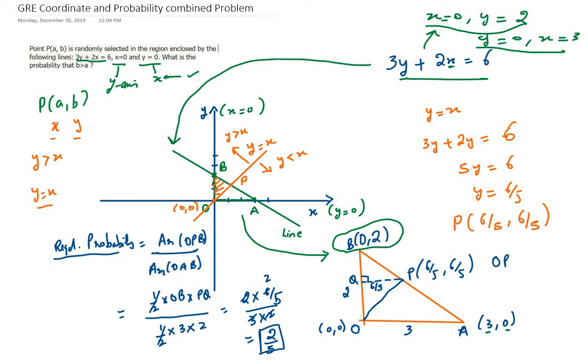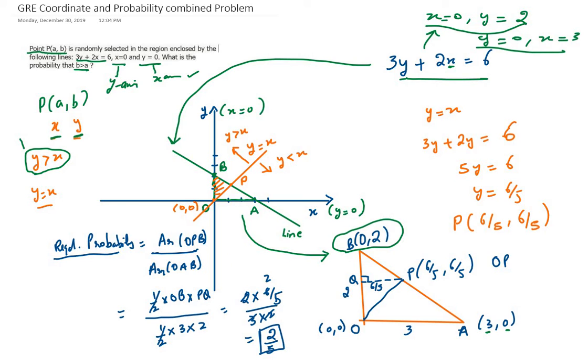Now we have to find the probability that B is greater than A, while point P(A, B) is randomly selected in the region enclosed by these lines. Basically, the triangle OAB represents the complete region enclosed by these three lines. So we have to find the probability such that the y coordinate of that point is greater than the x coordinate, that is, we have to look for the area where y is greater than x.